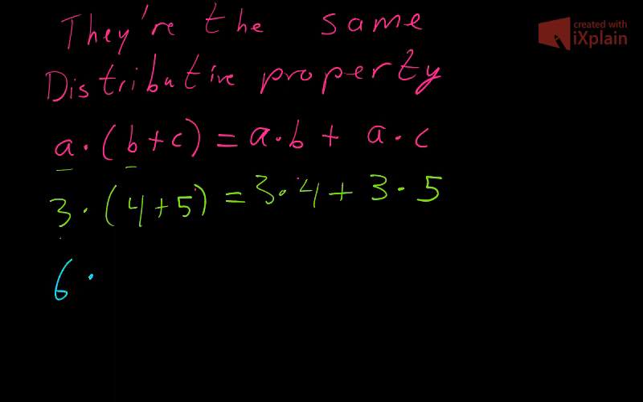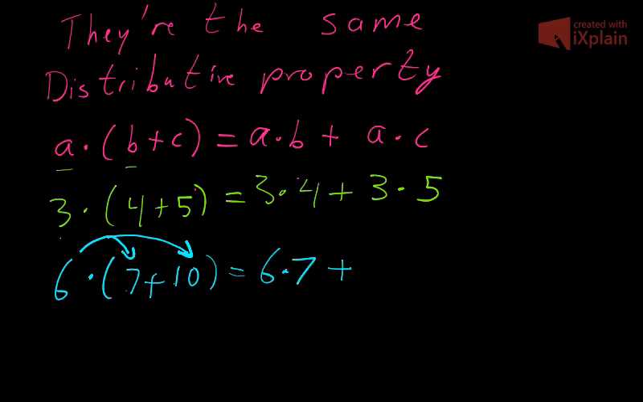So I have 6 times 7 plus 10. I can take this 6 and distribute it into my parentheses. I'd end up with 6 times 7. I keep my plus sign. Then I have 6 times 10 from the other arrow. Just like that, I have distributed.